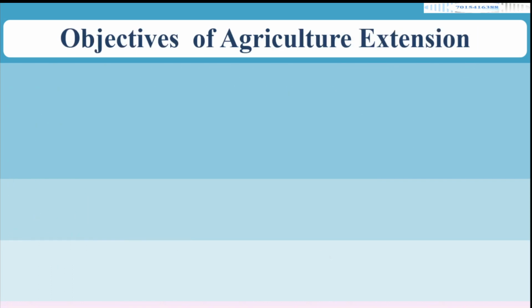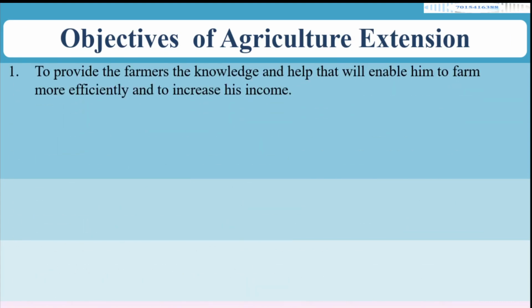Okay, next is objectives of agriculture extension. What can be the objectives? Okay, one by one we will discuss. The first objective is to provide the farmers the knowledge and help that will enable him to farm more efficiently and to increase his income.